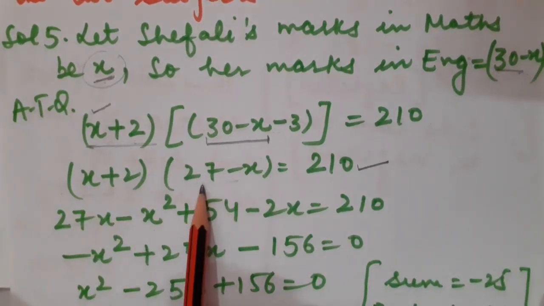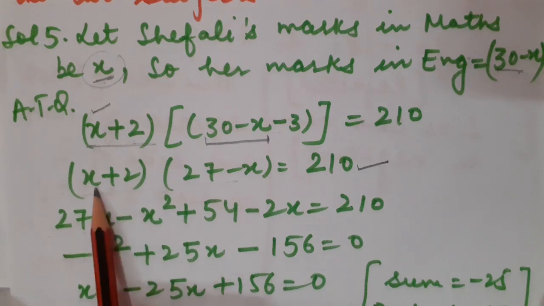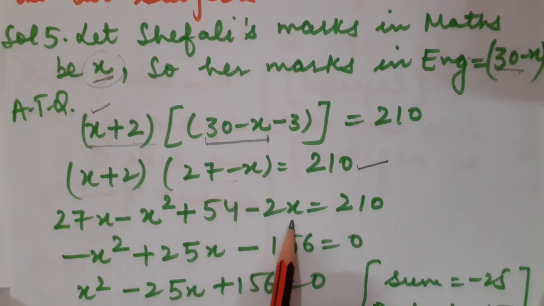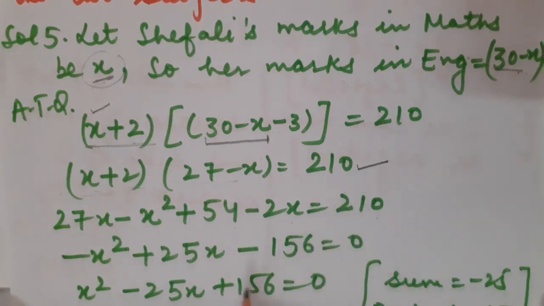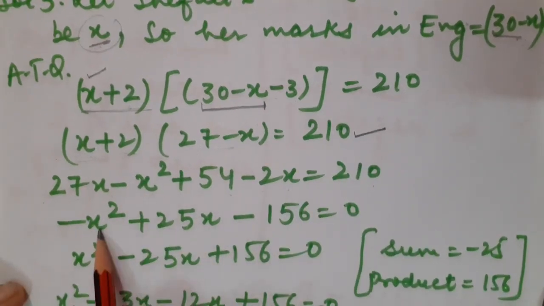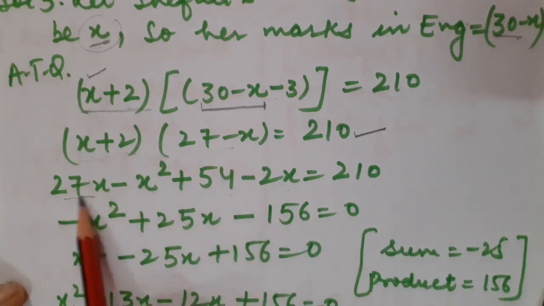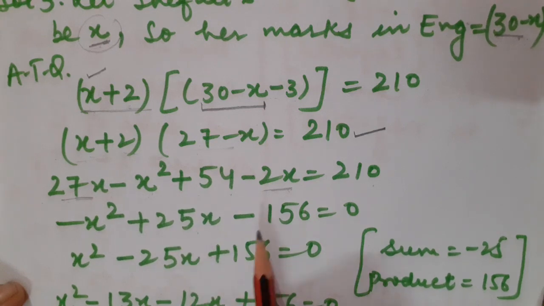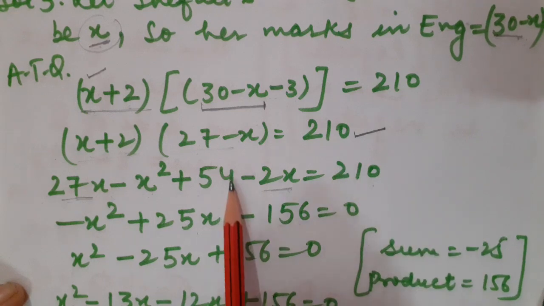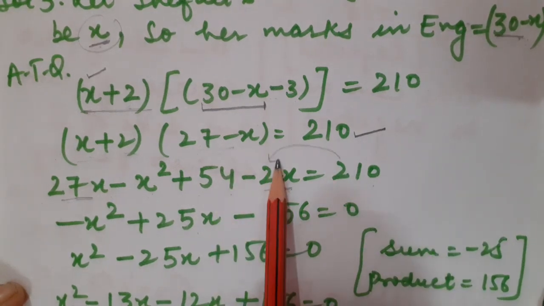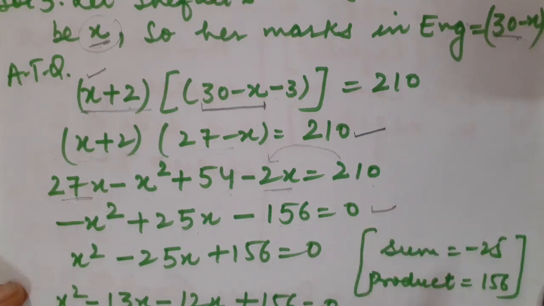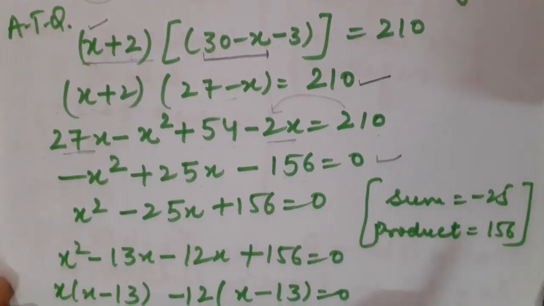x will be multiplied by 27. You get 27x. This is minus x square. This is plus 54. And then minus 2x is equal to 210. Now minus x square, plus 27x and minus 2x will give you plus 25x. Minus 156. How did I get this? 54 minus 210, that gives minus 156, is equal to 0. Now let us apply the factorization method.